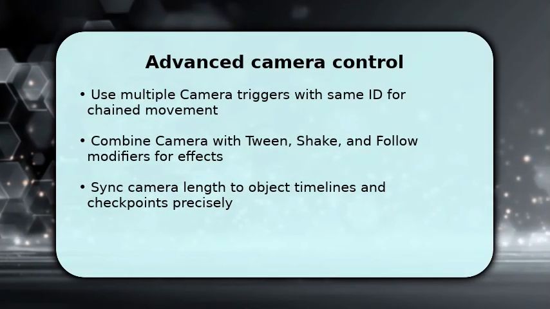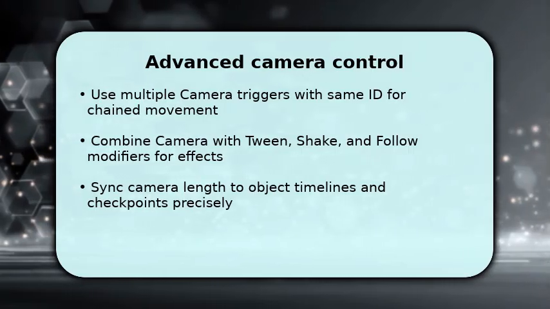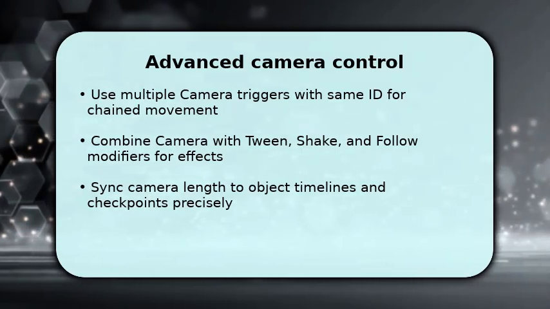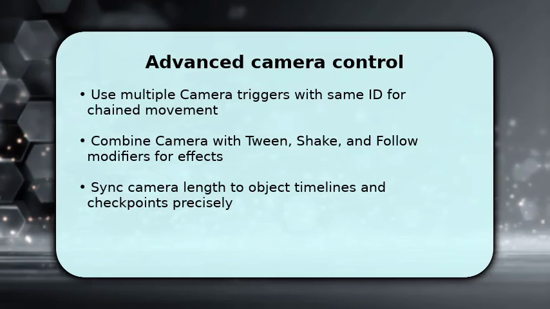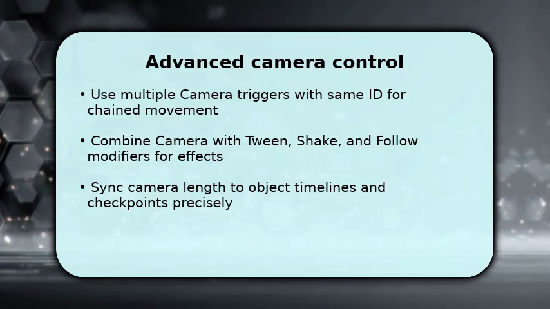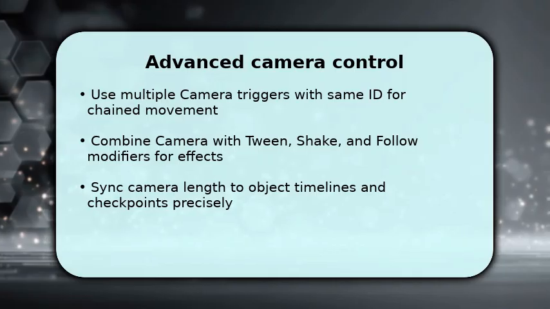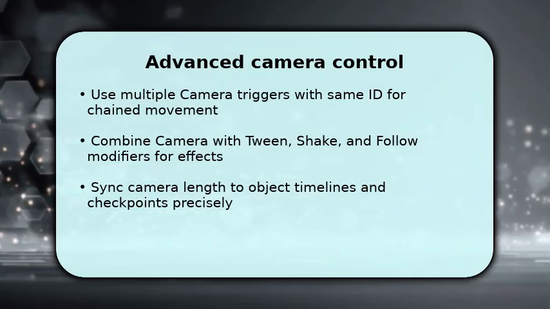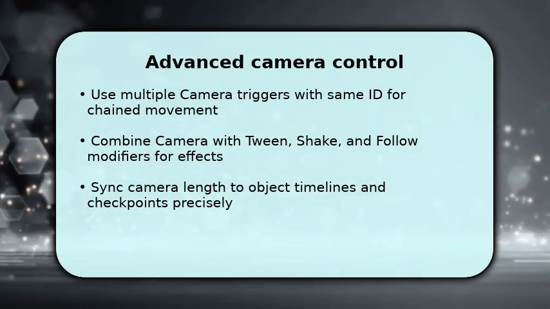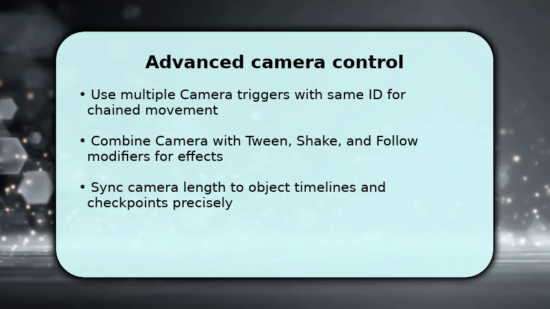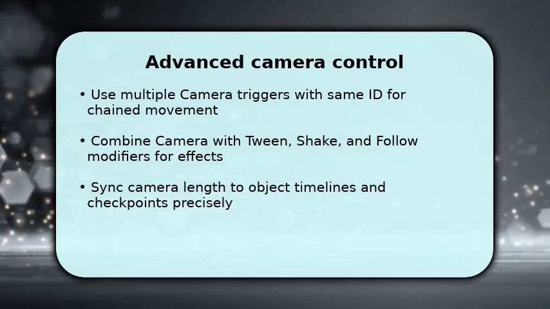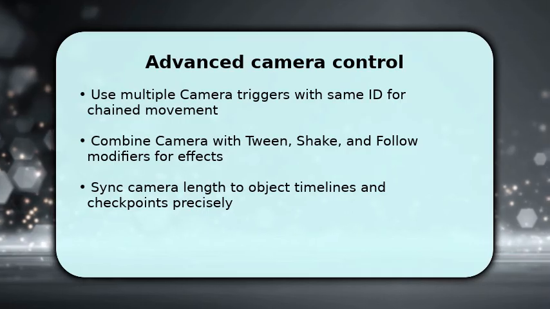Now you chain cameras. Use multiple camera triggers sharing the same ID to create continuous pans and cuts. You should combine camera triggers with tween objects to guide easing and with shake or zoom modifiers for cinematic hits. Make sure to align trigger lengths with moving platforms or object timelines so the camera stays focused on intended targets.